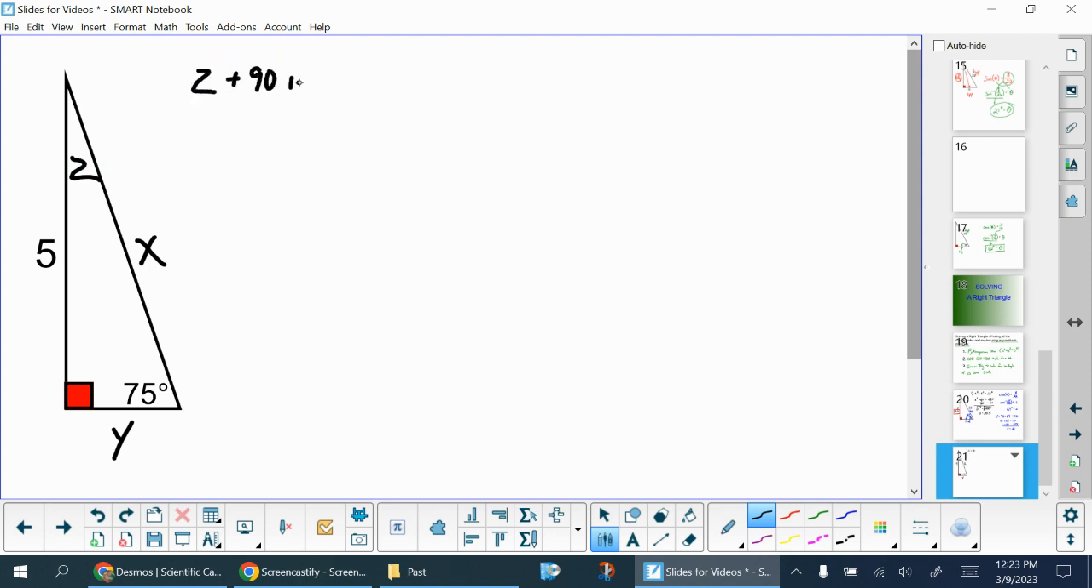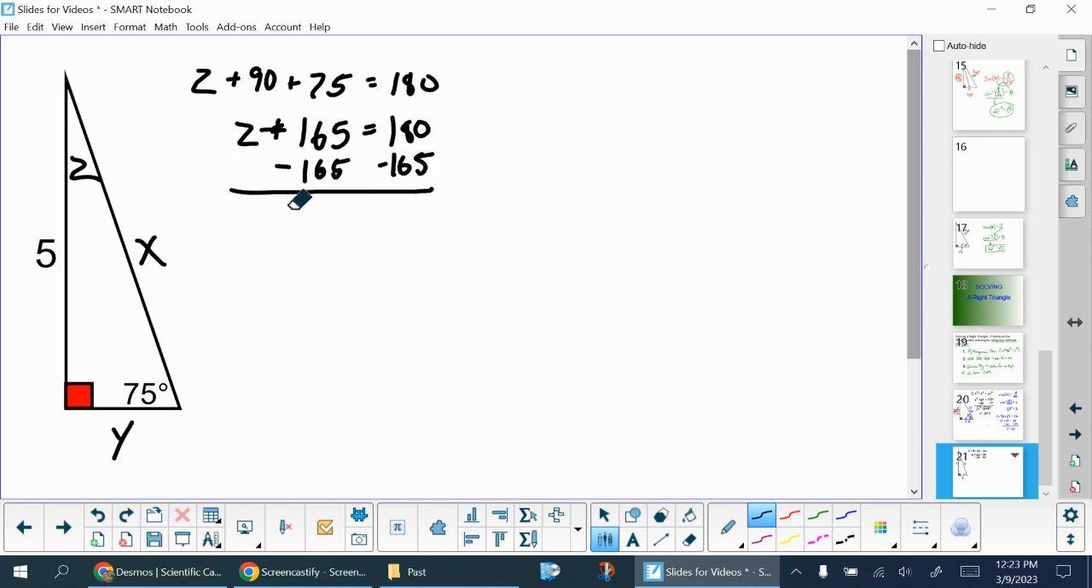Z plus 90 plus 75 is 180. Well, that means z plus 165 is 180. And when I subtract 165 from both sides, z is 15 degrees. So I'll write that in there.